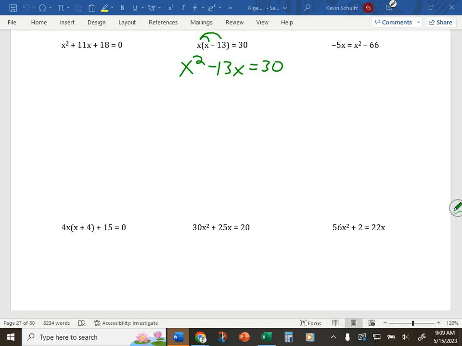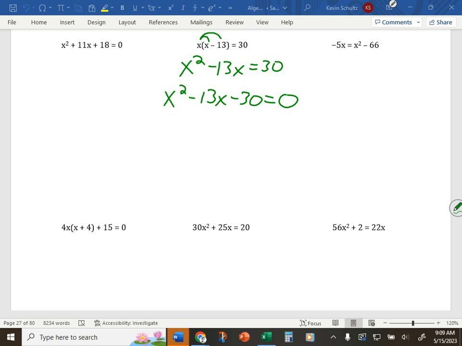Are we ready to factor it now? No. Not just yet. What do we need to do next, Paul? Or Sam? Oh shoot, that's a 13x. Caitlin? You move the 30 over. Right. It has to equal 0 first. So we're going to move our 30 over using opposite operations. It's positive 30 on the right, it'll be negative 30 on the left. And now we can dive into factoring it.